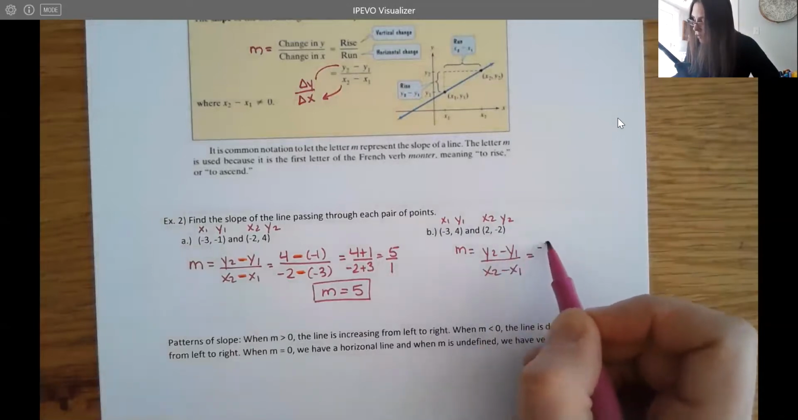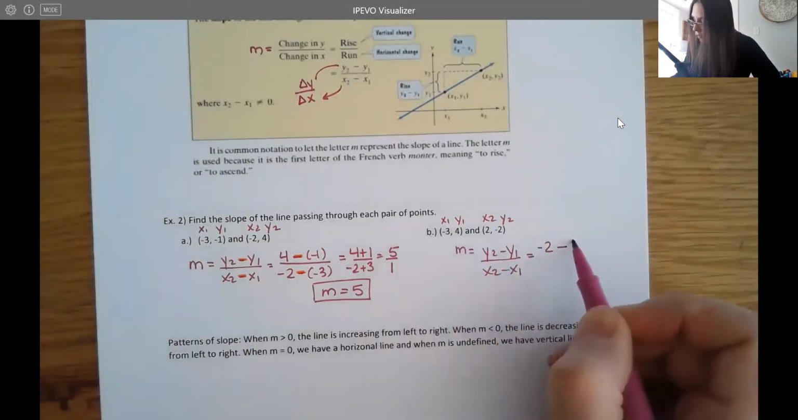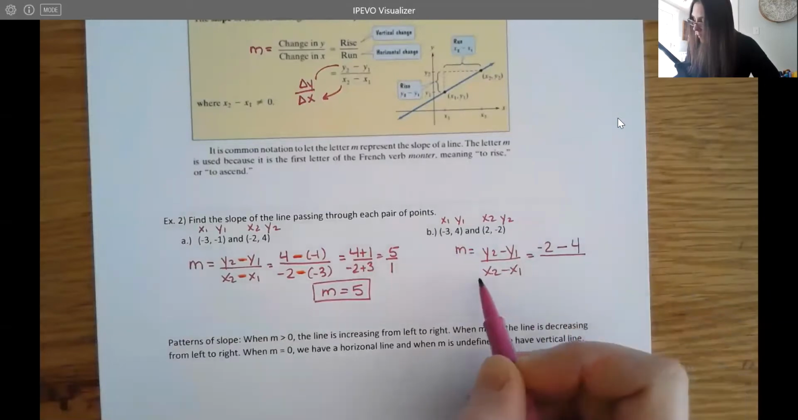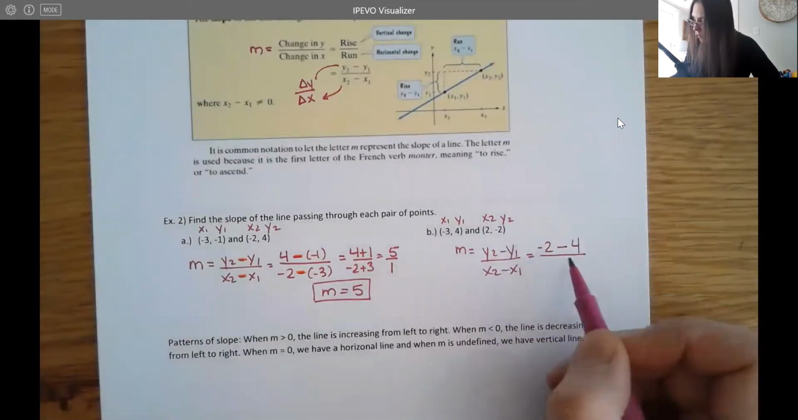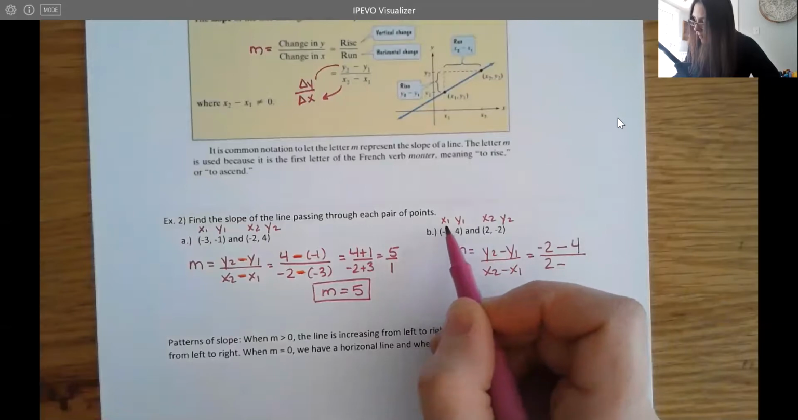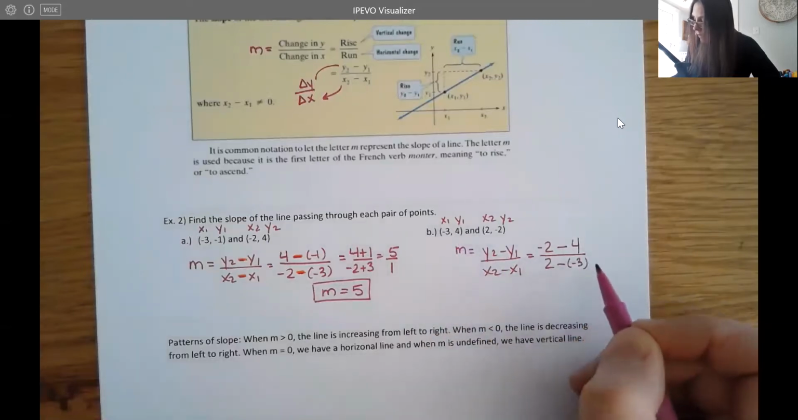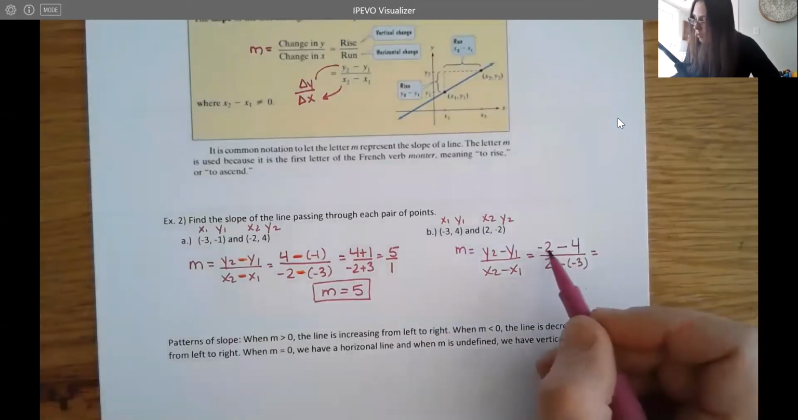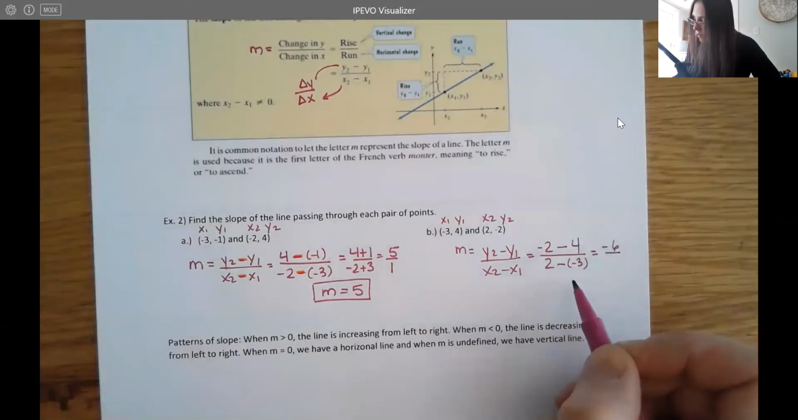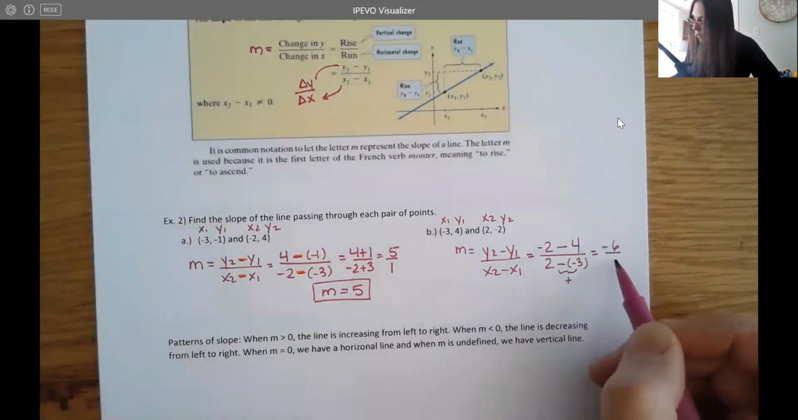So I'm going to start with -2 minus 4. And then for my x's, start with the same point. It's going to be 2 minus, and then my x value here is -3. 2 minus 4 is -6. Here, my negatives will cancel and become a positive. So I have 2 plus 3, which is 5.